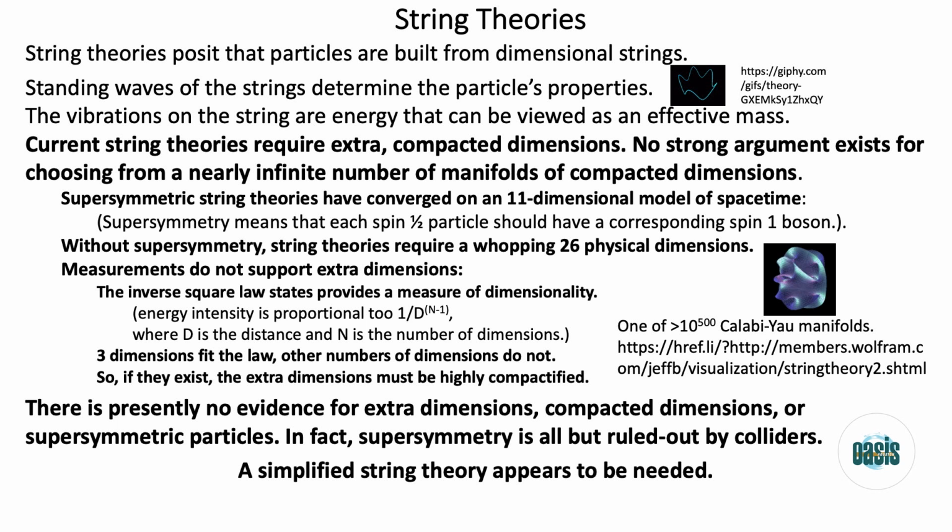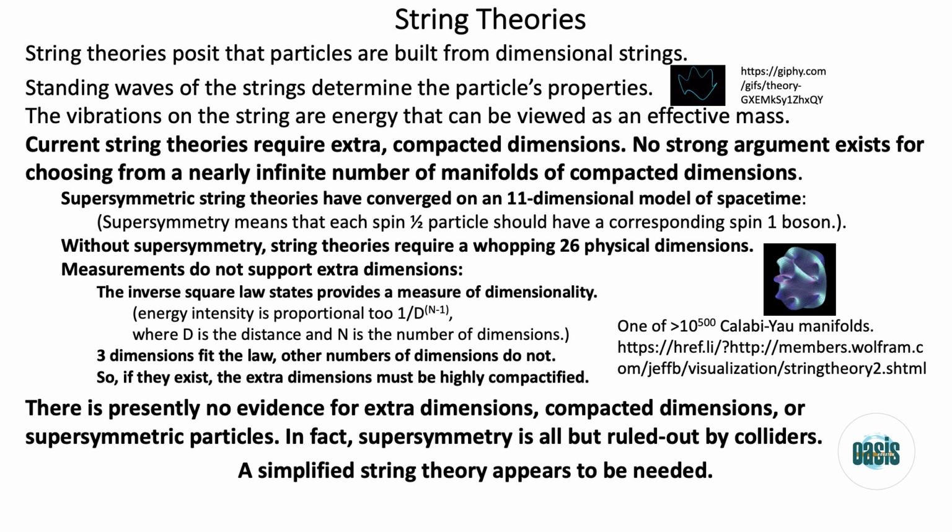We can test how many dimensions we have in the universe. So the inverse square law: energy falls off with the square of distance, right? If your dimensions are 3, you get the inverse square law. If there are any other number, it doesn't work. So that means that if there are additional dimensions, they have to be compacted to a very small space to not mess with that inverse square law. So the problem with string theories is that presently there's no evidence for extra dimensions.